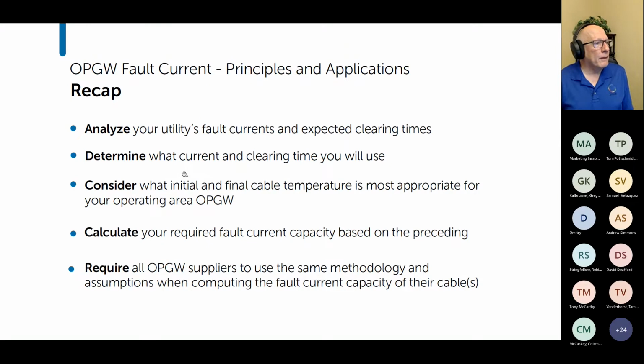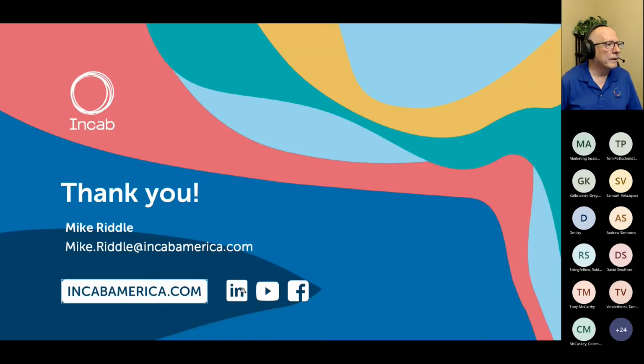And just to recap, now you know that you need to analyze your utility's fault currents and expected clearing times. You need to determine what current and clearing times you will use. You need to consider what initial and final temperature is most appropriate for your operating area. You need to calculate your required fault current capacity based upon what you've done preceding this point. And then you need to require that all OPGW suppliers use the same methodology and assumptions when computing the fault current capacity of their cables. And that concludes today's webinar.